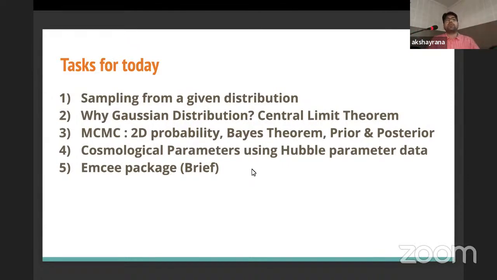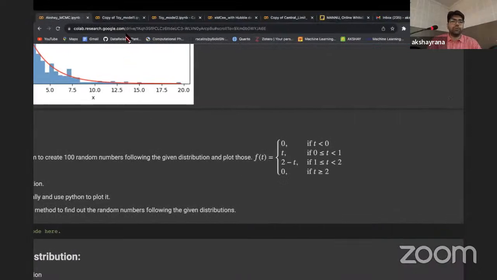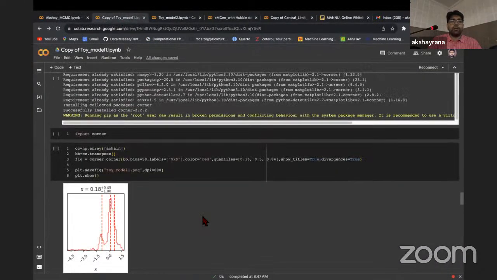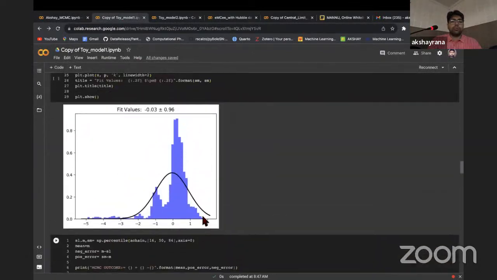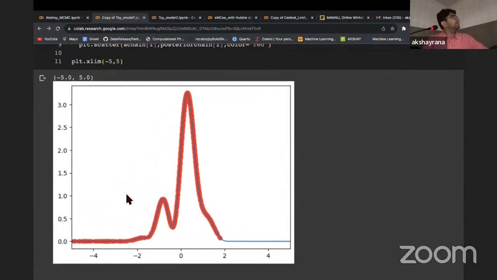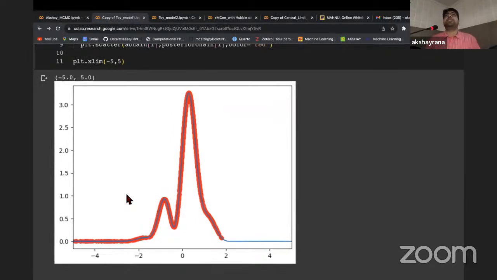So let's go to our third thing, which we were doing yesterday. If you remember, I showed you this distribution yesterday. Just give me 1 second. It's a bit slow, there is a bit of lag. We have discussed it. Yes? Yes, ma'am. We have seen this distribution.